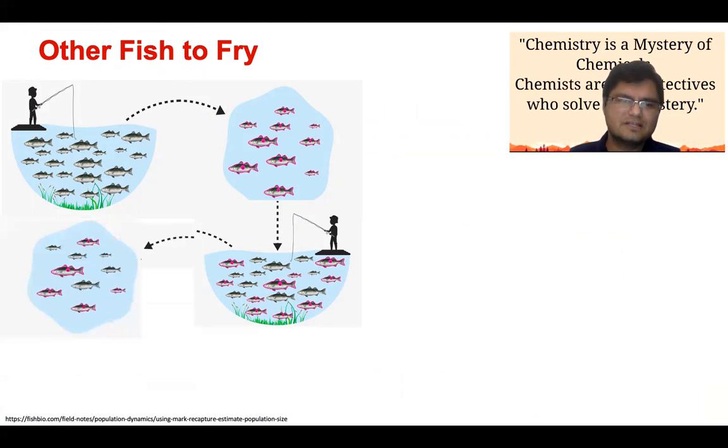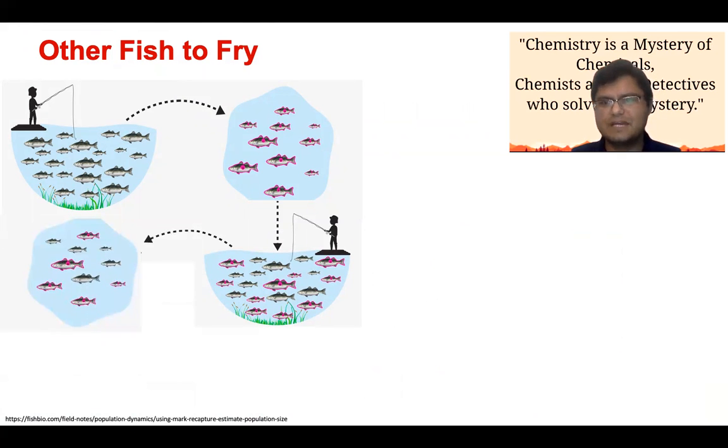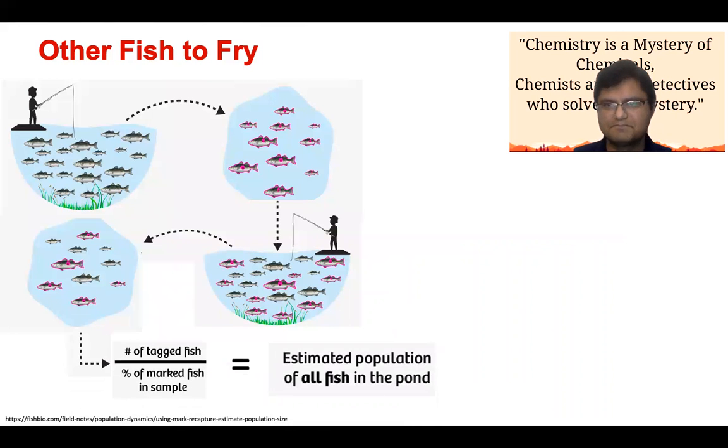Then again, fish a certain number of fish from that pond. Now, doing some analytical chemistry with these radio-tagged fish, by taking the ratio of tagged fish in the sample, we can estimate the population of all fish in that pond. These are some cool applications.